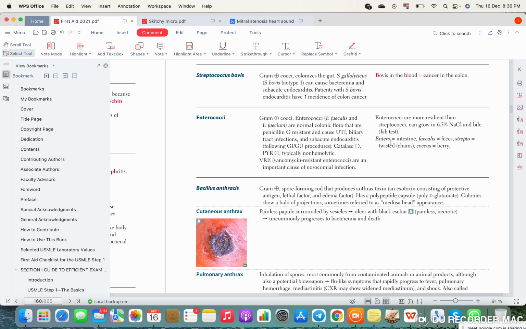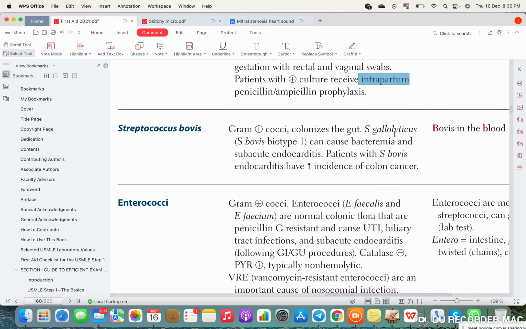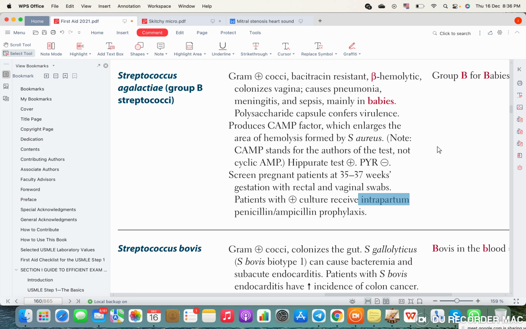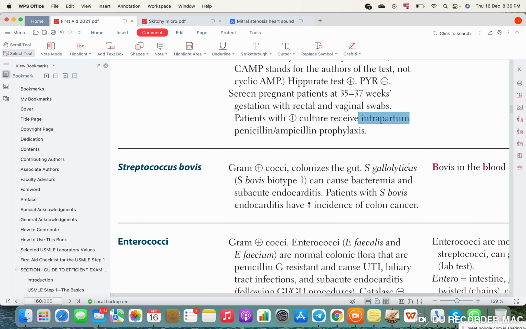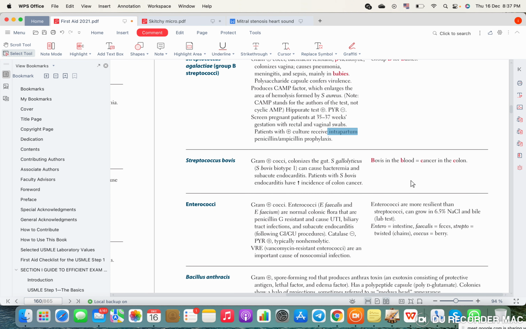The next one is Streptococcus bovis. It's a gram-positive cocci, and it colonizes the gut. This is Strep gallolyticus. Please do not confuse gallolyticus with galactia. These are totally different from each other. So this is galactia, this is gallolyticus. Strep bovis can cause bacteremia and subacute endocarditis. Patients with Strep bovis endocarditis have increased risk of colon cancer, okay? So bovis in the blood, cancer in the colon.